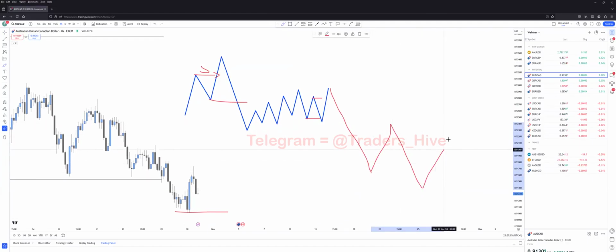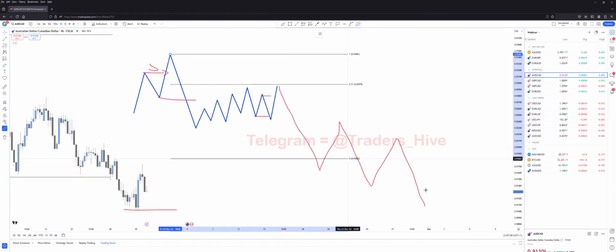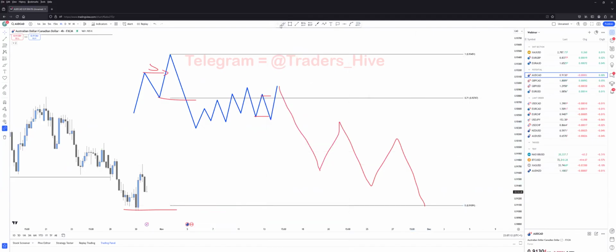So price just comes down all the way down to this point. And in this case, you can pull the Fibonacci from this high point to this low point. And this level right here will be the 71 swing level. And if you enter here in the market, that will be a swing trade. And this is the most dangerous type of trade.